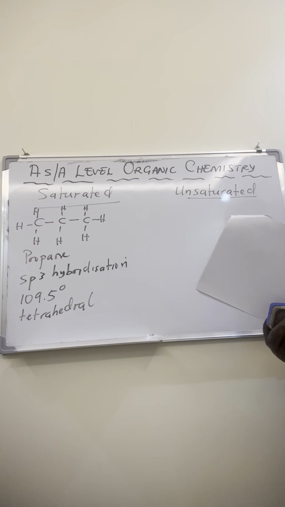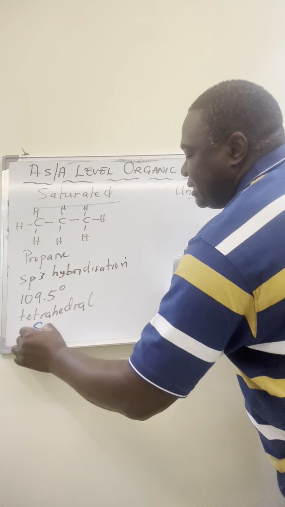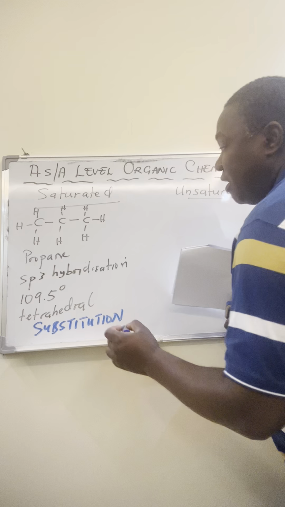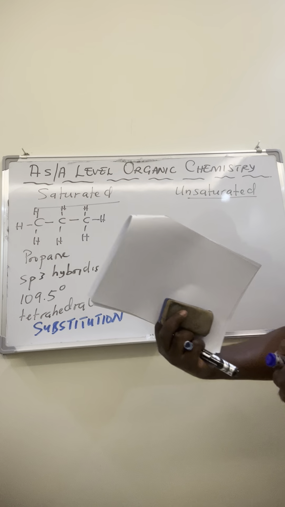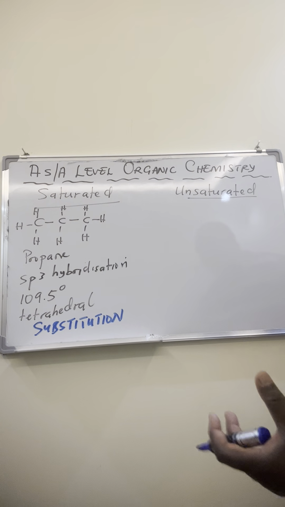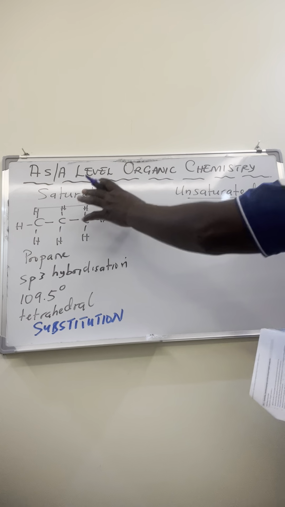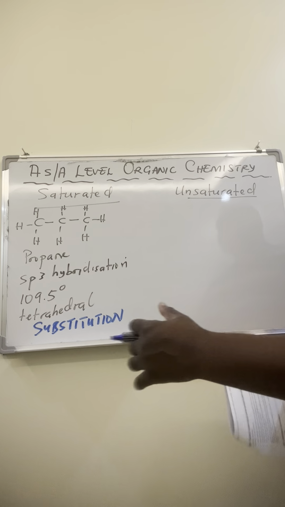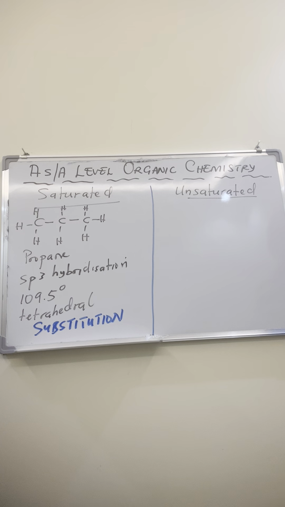So if you want your alkanes to react, besides combustion reactions, they undergo substitution. You have to replace a hydrogen atom by another atom such as a halogen atom in your free radical substitution reaction. They are saturated and they undergo substitution. Saturated, substitution. I suppose that should be fairly easy to remember.